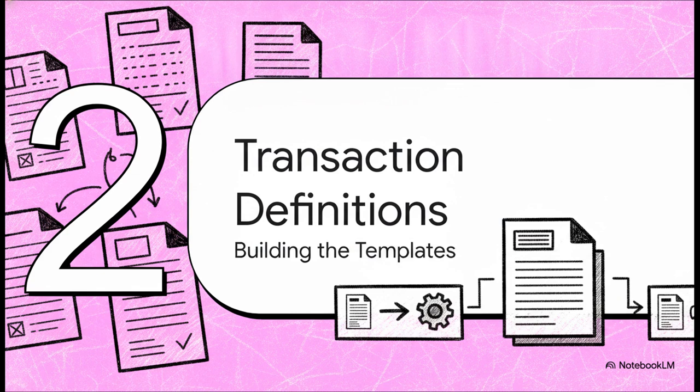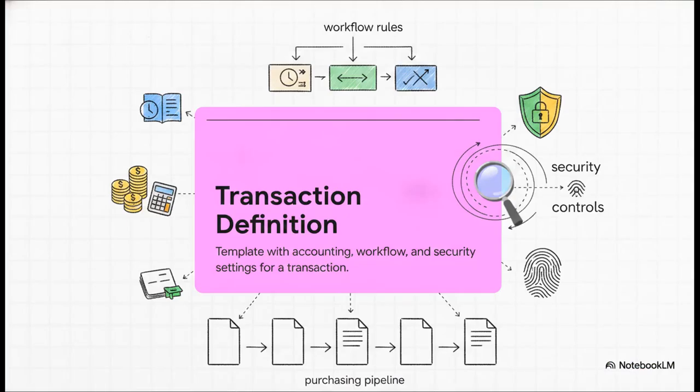Moving on to part 2, building transaction definitions. So the absolutely crucial point here is understanding what a transaction definition actually is. The best way to think about it, it's basically the master template for any document moving through your purchasing pipeline. It dictates all the accounting settings, the workflow rules, the security controls. Basically, it tells the system exactly how a specific transaction is allowed to behave in the wild.